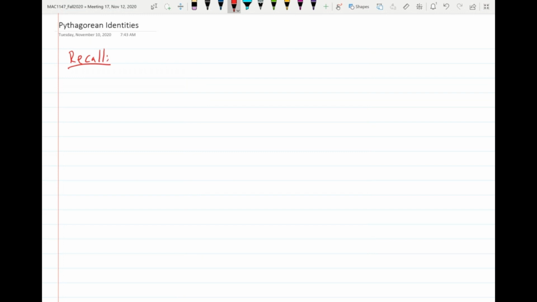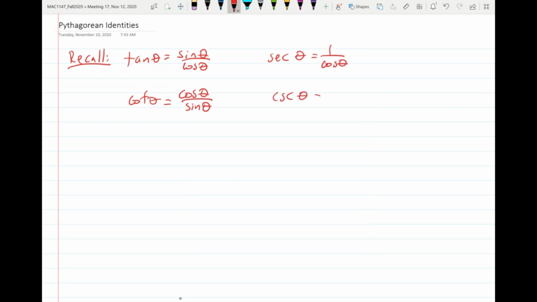So the definition of tangent, which is sine over cosine. Cotangent is cosine over sine. I'll take advantage of this. And also, the secant, which is 1 over cosine, and cosecant, which is 1 over sine. Okay, so remembering this, these are the quotient identities, and then on the right we have the reciprocal identities.